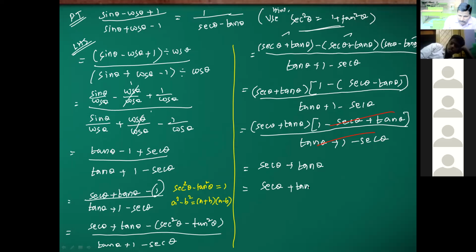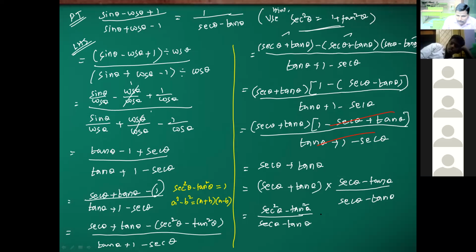Secant theta plus tan theta. Do this like a conjugate: I'm multiplying by secant theta minus tan theta and dividing by secant theta minus tan theta. Why am I doing this? Because secant minus tan is required. Now in the denominator we have secant theta minus tan theta. In the numerator, a plus b into a minus b gives a square minus b square, so secant square minus tan square, which we know very well is 1. So we have 1 divided by secant theta minus tan theta. That's what we need to prove. I took the left hand side and got the right hand side.